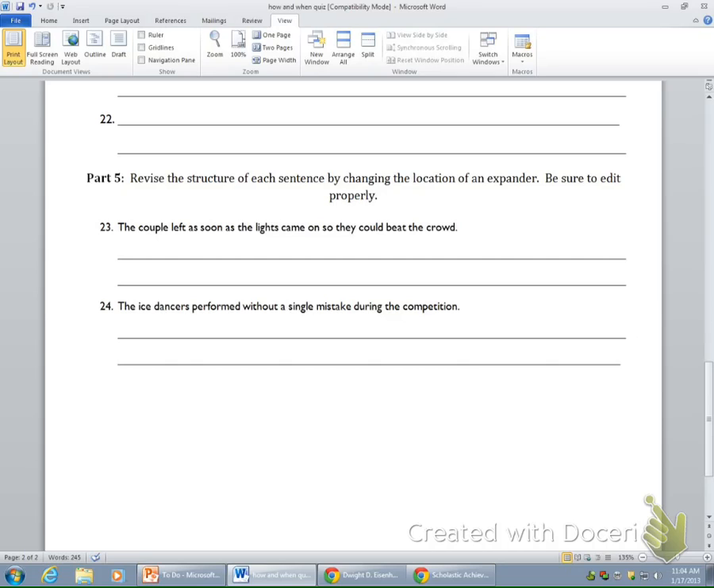The other way you could revise it, we didn't learn this type of expander, but you could. I didn't mark you wrong. So they could beat the crowd, comma, the couple left as soon as the lights came on. What is that phrase telling you? It's not telling you how. It's not telling you when. But what is it telling you? What do you think? Bria? Why. It's telling you why. That's another expander that we're going to get into next week. We don't need to even get into it now.